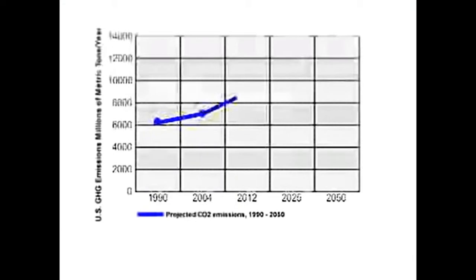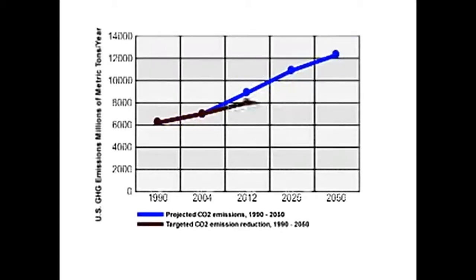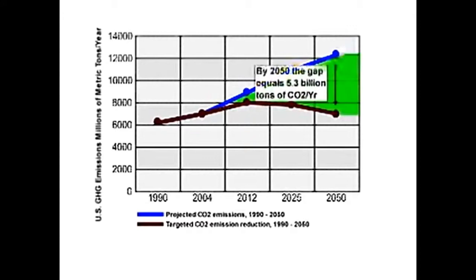This graph illustrates the results of that study. The top blue line shows projected U.S. CO2 emissions between 1990 and 2050. The flat brown line shows what emissions would look like if they were held flat through 2050. The gap between these two lines is equal to a reduction of 5.3 billion tons of CO2 emissions in the U.S. by 2050. That is almost as much as the United States puts in the air right now.